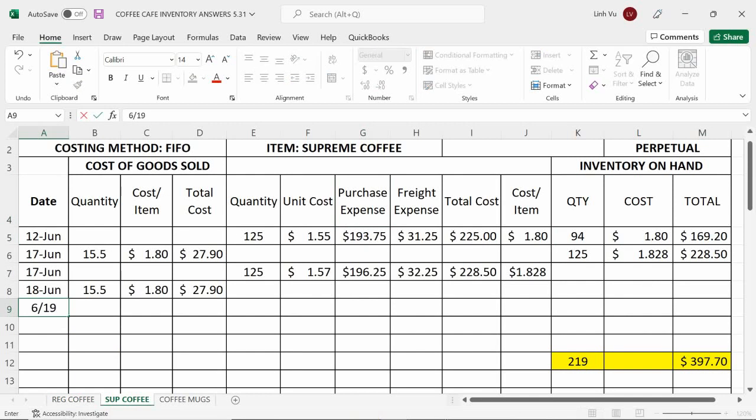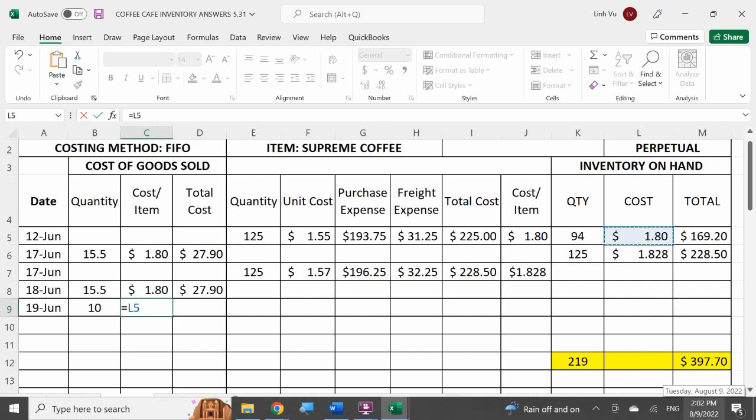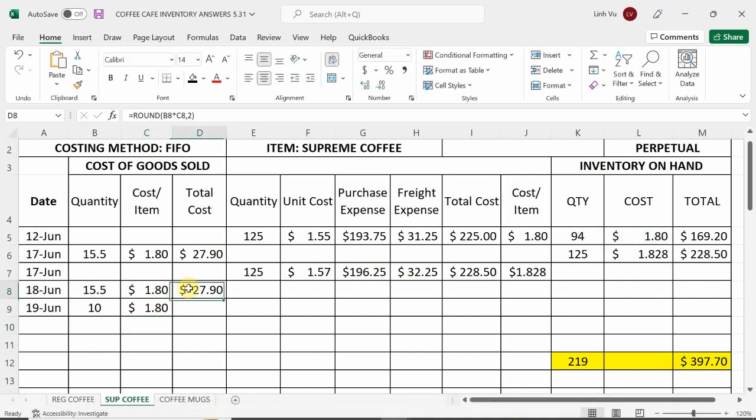So then what about my Supreme coffee? We sold 10 pounds. Yes. Now what costing method are we using? It's the perpetual. Perpetual is the tracking method. The costing method is FIFO. So in this case, what are the rules of FIFO? We are selling the first batch first. Okay, so at what cost per item? It's right now currently $1.80.